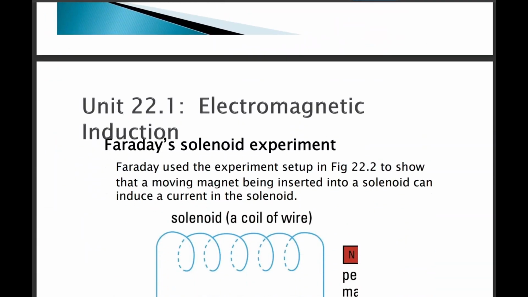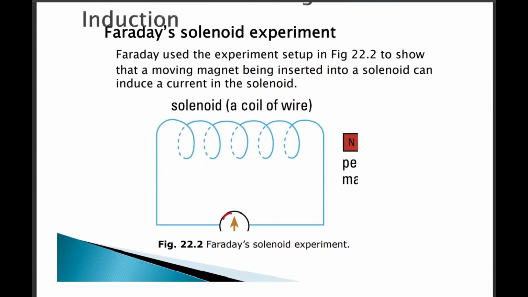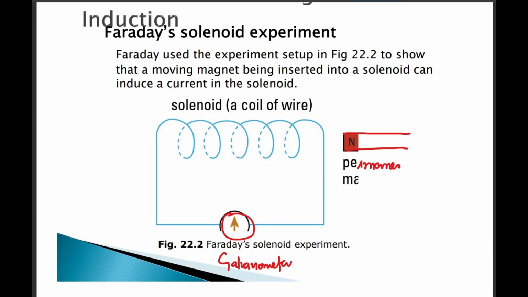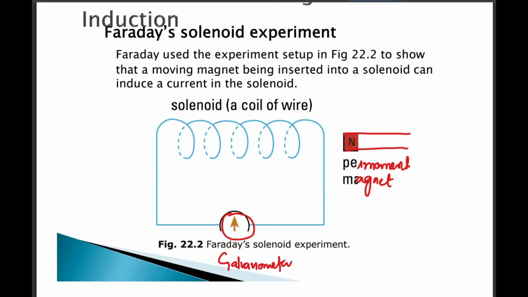Let's try to see what he was trying to do. This is the setup that he had with him. Let's try to label what every part is. This is our galvanometer, and this is our permanent magnet that we have. This is just a permanent magnet. And this is a coil of wire, and we call a coil of wire a solenoid as well. This is just a different name for that.